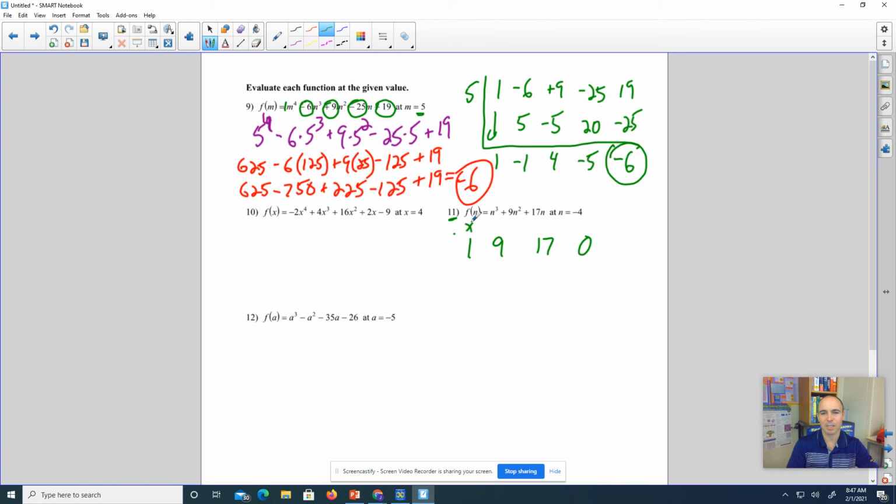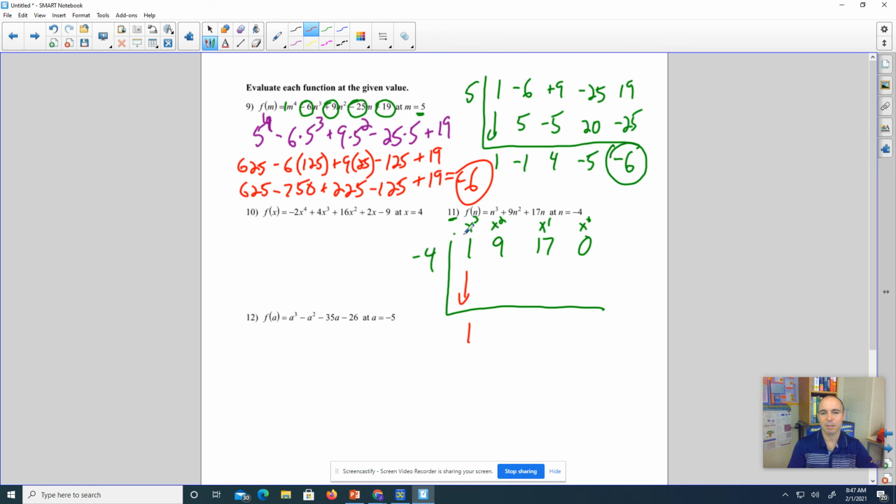So again, this is my x cubed. This is my x squared. This is my x to the first. And this is my x to the 0. In other words, just the regular little numbers. Right? Now, I had to do that. You don't have to write that x stuff up there. I just wanted you to see where these were coming from. And then the number I'm plugging in, -4. Right? So now I am just going to do the exact same method.